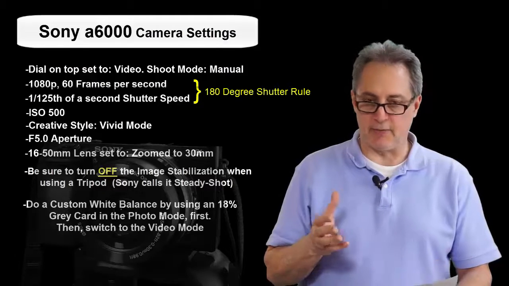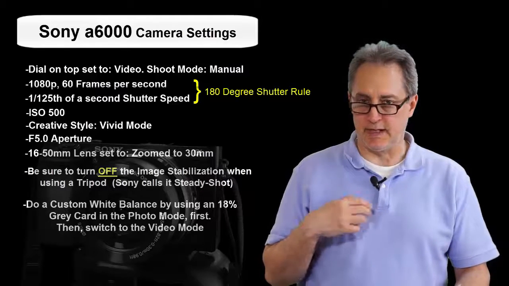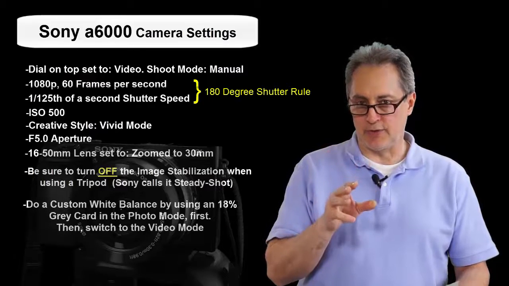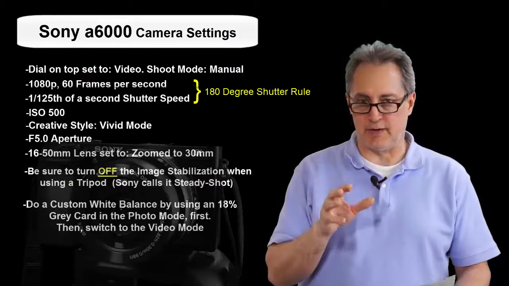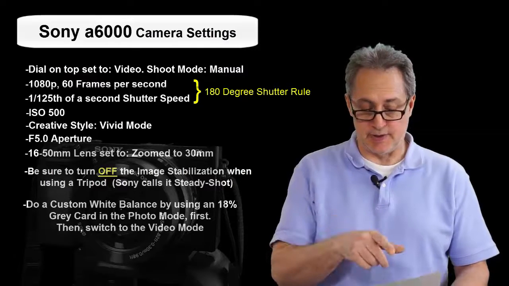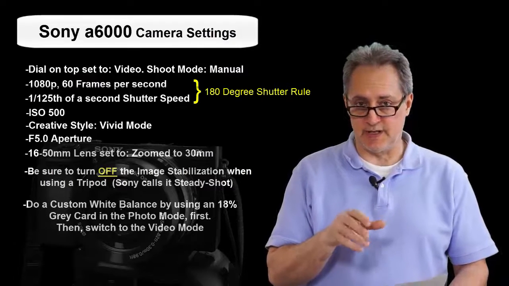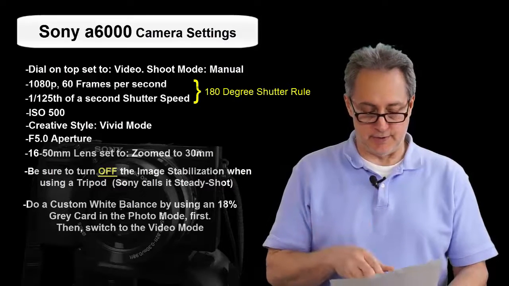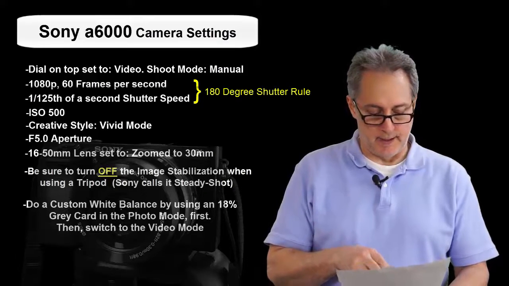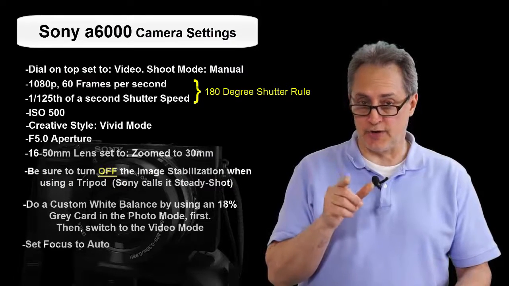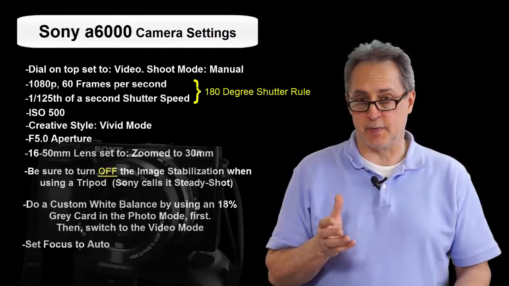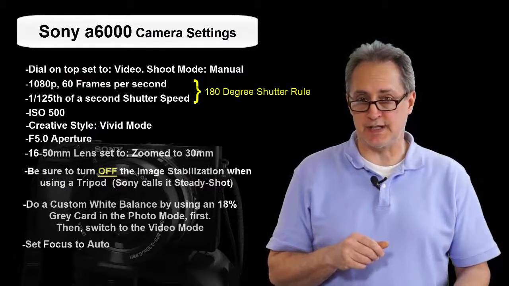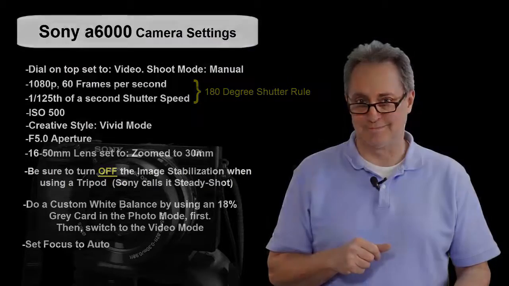It usually ends up being around 5,300 degrees Kelvin for me. Now, depending on what camera you're using or what kind of lighting you have, your white balance is going to be different than mine. Same with a lot of these settings. You may have to tweak them a little bit to fit what you're doing. And I also set the focus to auto, like I said before, because this camera is so fast. Anyway, those are some of my settings in the Sony a6000 camera.